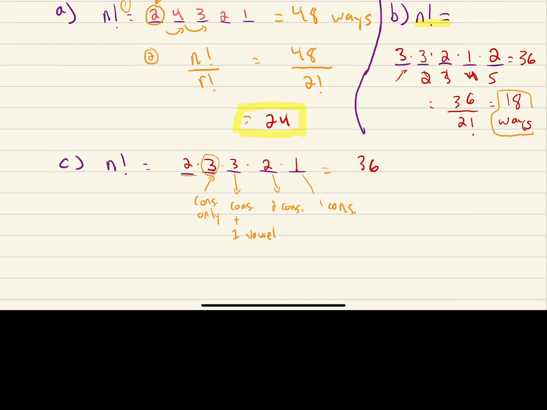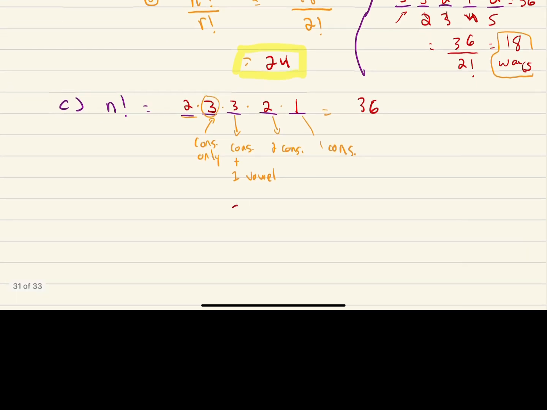And since E is repeated, we're going to use the formula like we did previously: 36 for our permutations, 36 over 2 factorial. And that, of course, gives us 18 ways.